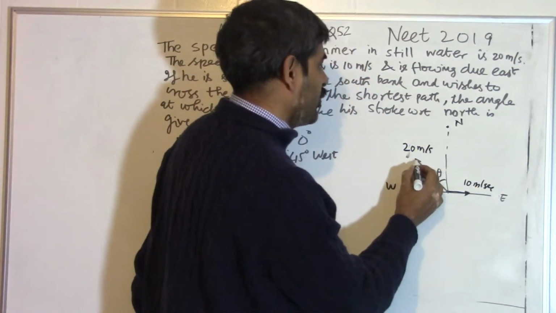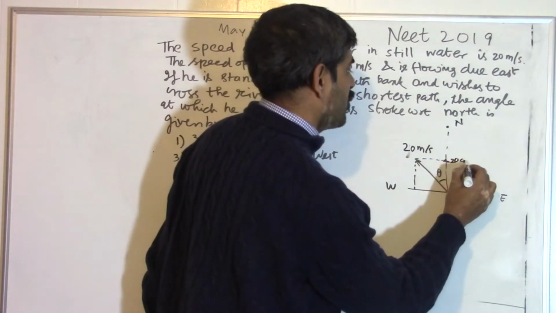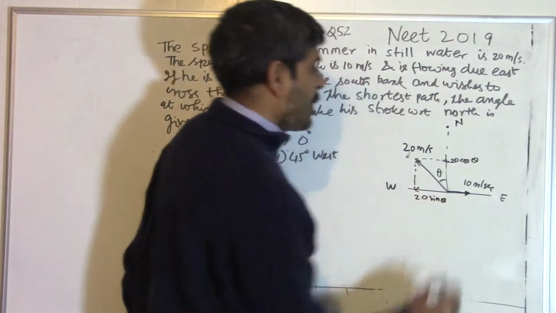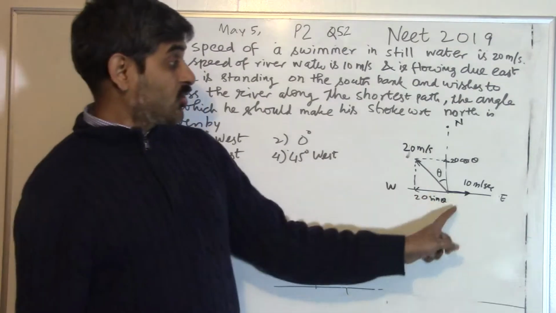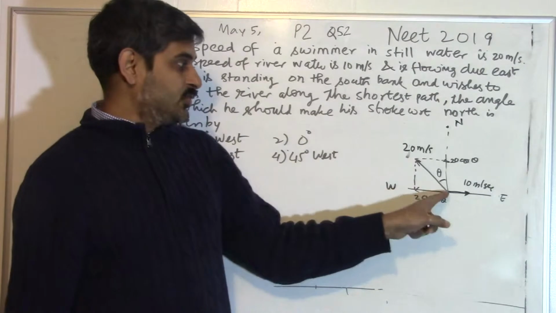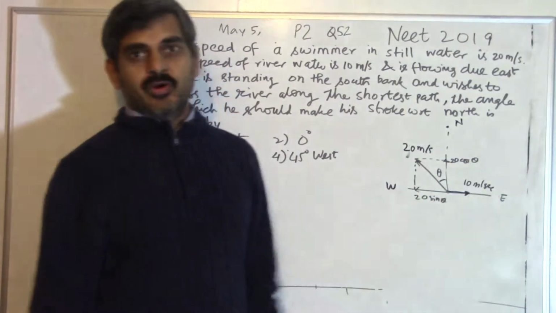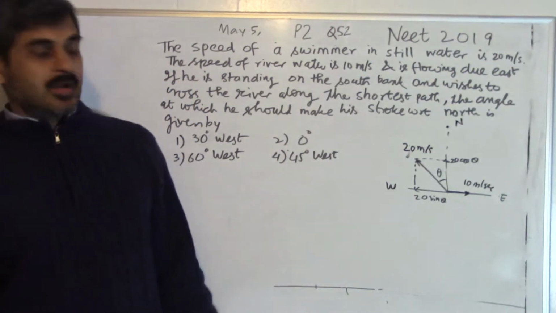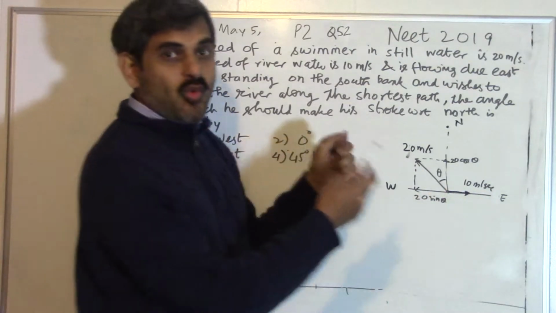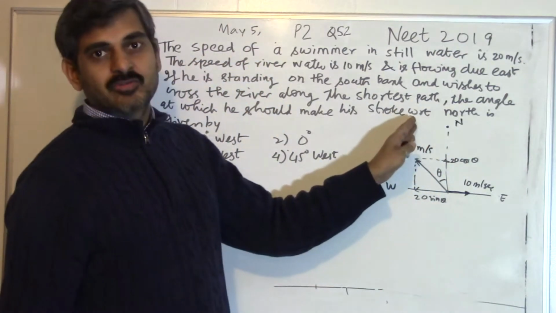If I resolve it in two components, this one is 20 cos theta and this one is 20 sin theta. Now with the velocity 20 cos theta he is trying to cross the river perpendicular to it, and the other component is used to balance the river velocity. Now if this horizontal component becomes greater than the river velocity, that means he is overpowering the river flow, and he will actually land a little left of the north.